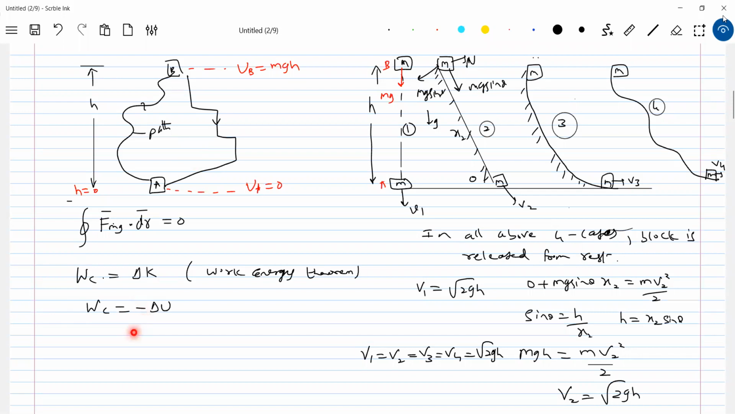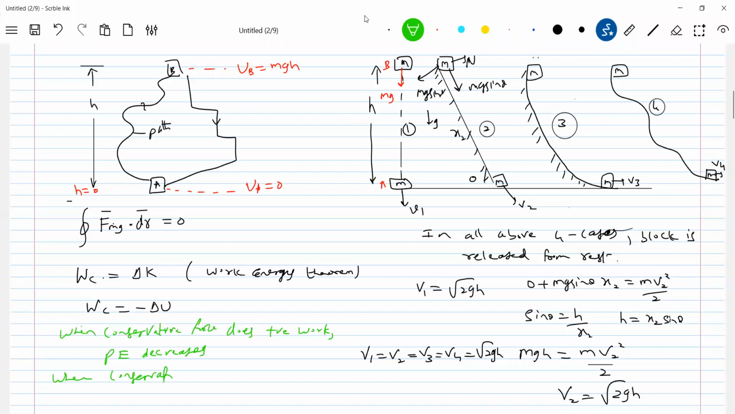What is the meaning of this? When a conservative force does positive work, potential energy decreases. Similarly, when a conservative force does negative work, potential energy increases. Sir, how can you say? The diagram itself shows it here.